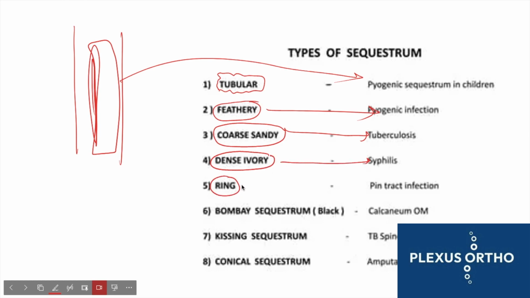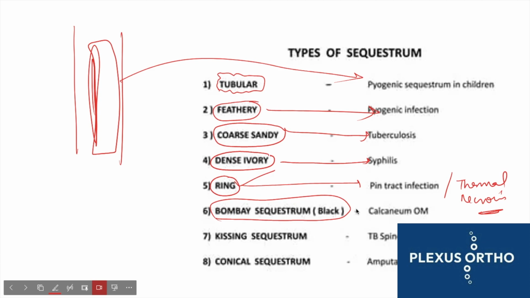Ring sequestrum can be seen when you have a pin tract infection, or when you are not irrigating when you put the Schanz pin for external fixator application. Then thermal necrosis occurs, causing a ring type of sequestrum. The stump of an amputation can also have a ring sequestrum, right? Bombay sequestrum is seen in calcaneal osteomyelitis. Kissing sequestrum is seen in TB spine. And as I was already telling you, you can have a ring sequestrum or a conical sequestrum in an amputation stump. So these are the different types of sequestrum, very important for your clinical exams.